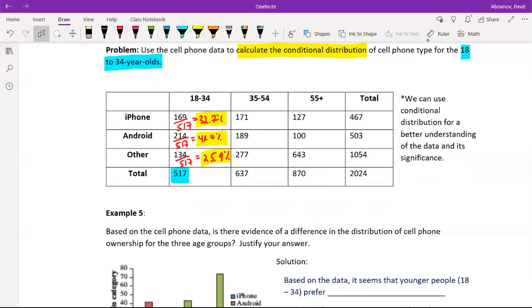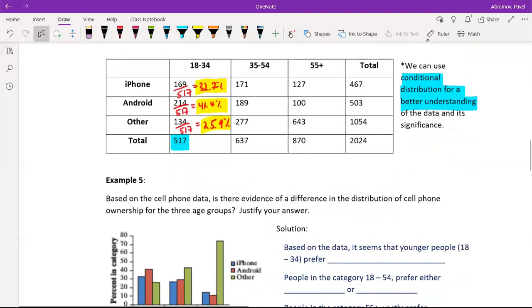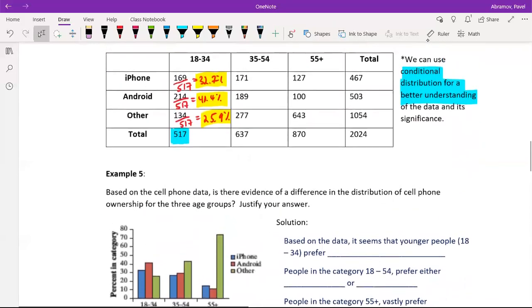I'm personally using an Android type of phone. I'm not a big iPhone fan. So, but keep in mind, conditional distributions give us a better understanding of data, because we're breaking our data down even more.